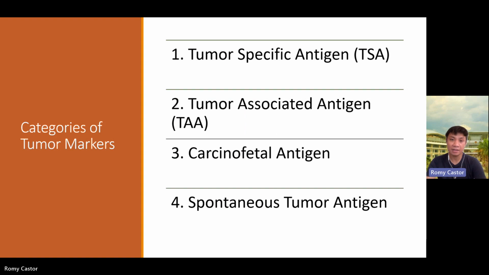Okay, then we have here the categories of the tumor markers. We have the tumor-specific antigen, which is chemically induced. We also have the TAA, or tumor-associated antigen, which is virally induced. Carcino-fetal antigen is embryonic. And the fourth one is the spontaneous tumor antigen, wherein the mechanism is unknown.